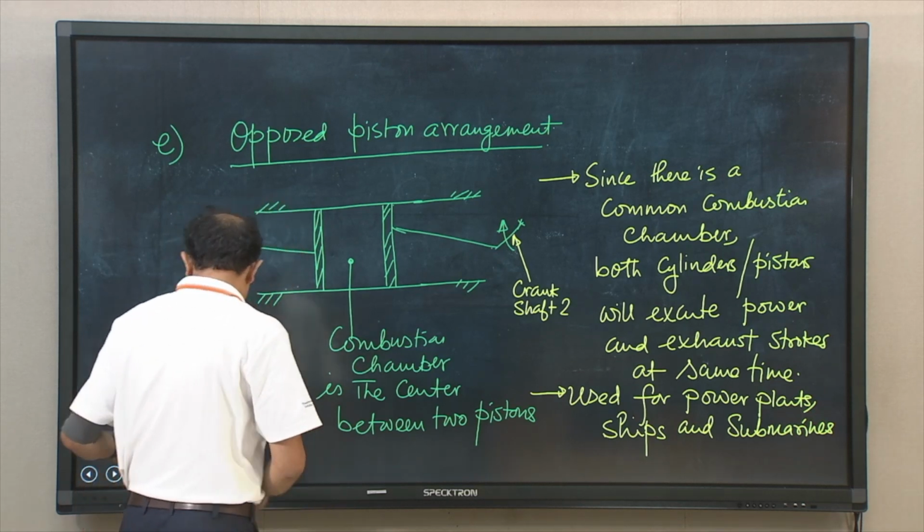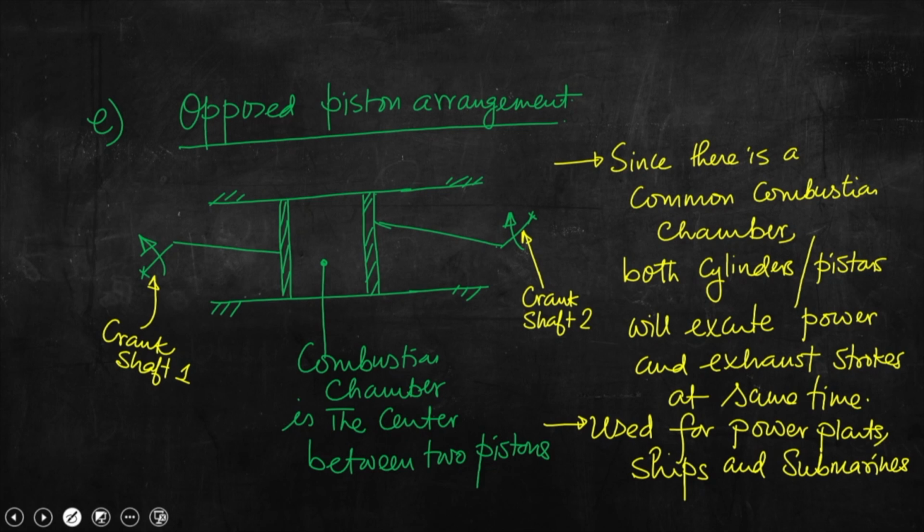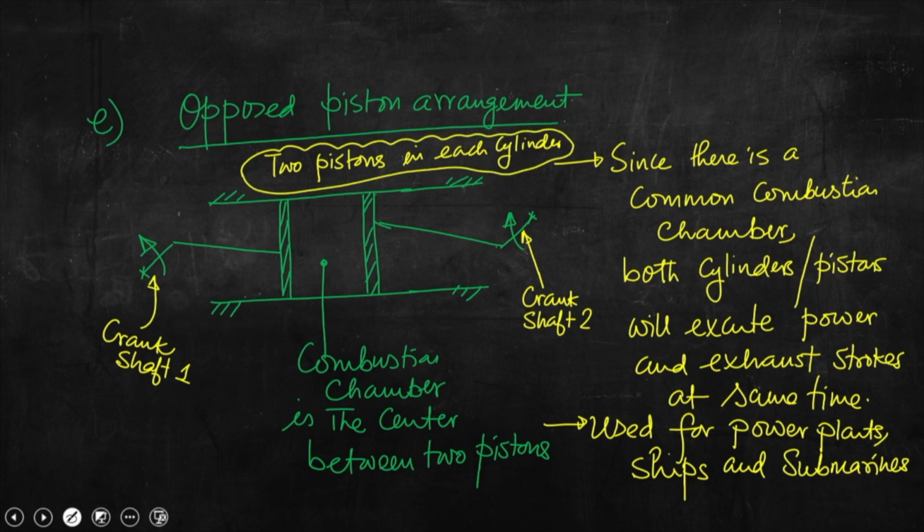So, this is the opposed pistons type. Another important point is that there are two pistons that we can see in a single cylinder. So, two pistons in each cylinder. If we have multiple cylinders, then each cylinder will have two pistons, and the pistons are opposing each other. Okay.